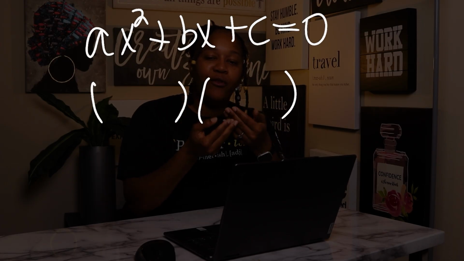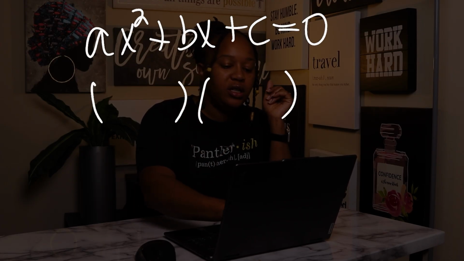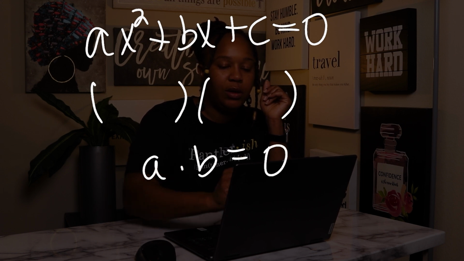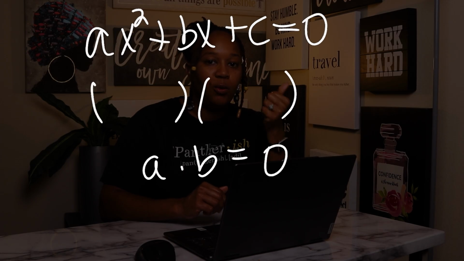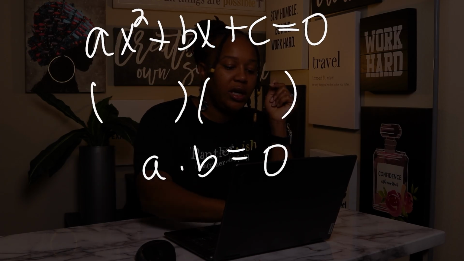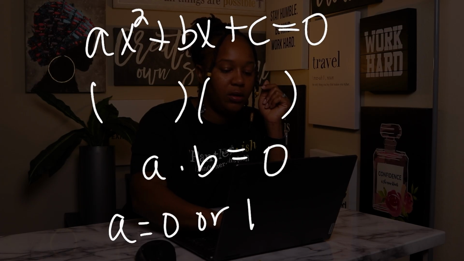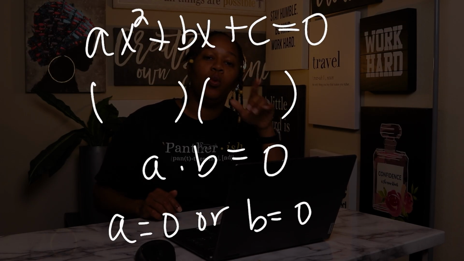Once you can get it in that form, you end up using what's called the zero product property. The zero product property says that if I have a times b equal to 0, that means if I have two things that multiply to give me 0, then what we know for sure is that one of those things has to be 0. So either a is 0 or b is 0, or they could both be 0, but we know for sure at least one of them is 0.